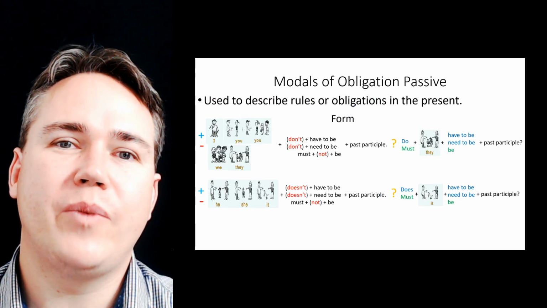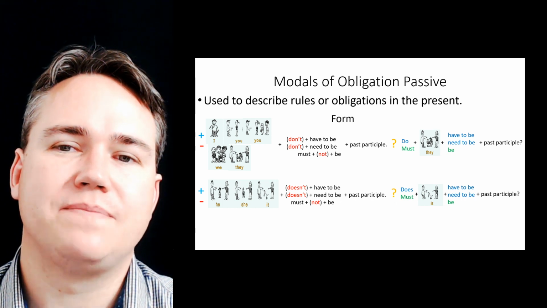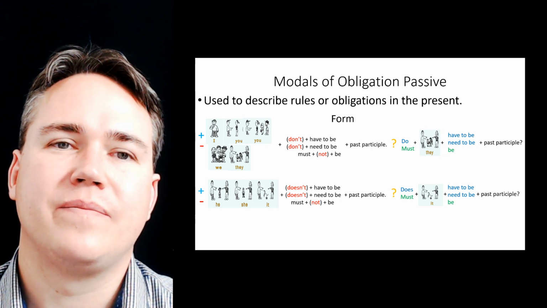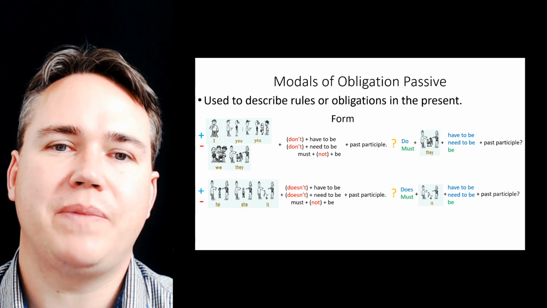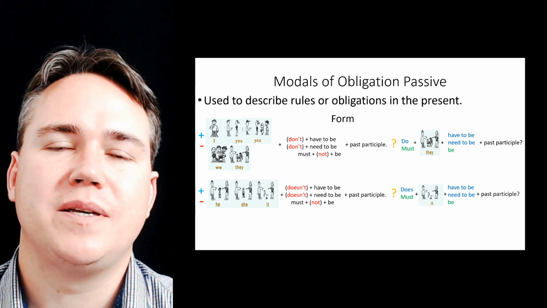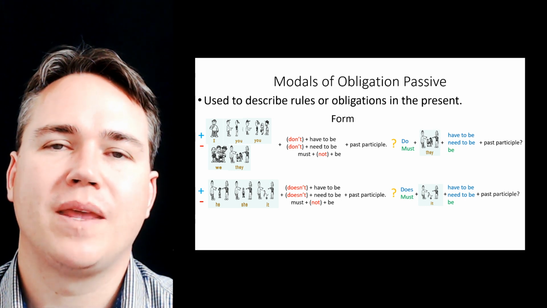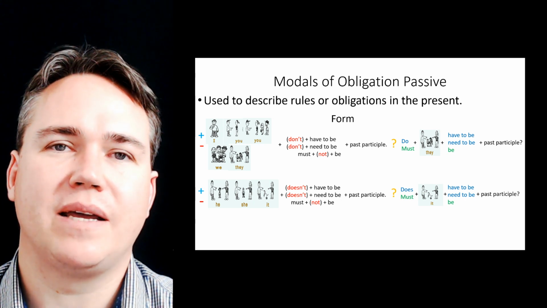So for modals of obligation, it depends whether you're using need to, have to, or must. If it's must, it's the same for everyone. Yeah? It's a must, I must be, you must be, he must be, and past participle. He mustn't be, she mustn't be, it mustn't be, and past participle. And for questions, it's must I, must you, must we, must they, must he, must she, must it, plus be and past participle.